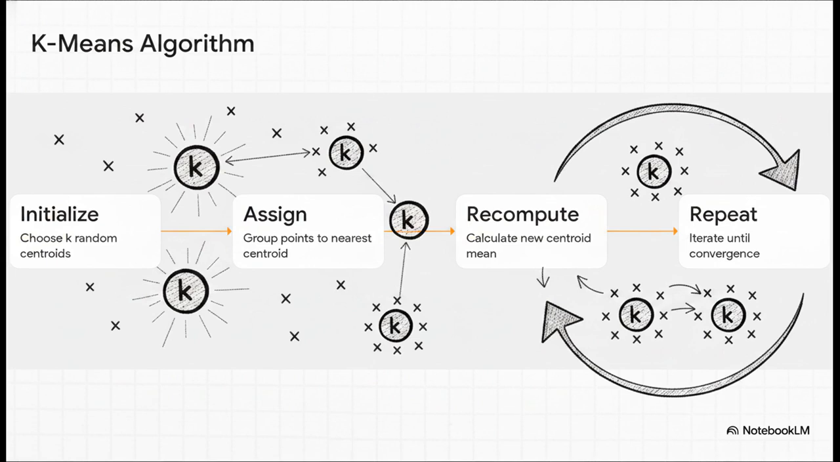And the loop itself is brilliantly simple. First, we provide a guess for k, that's the number of clusters, and the algorithm drops k random centroids into our data. Step 2, it assigns every single data point to its nearest centroid. Step 3, it looks at that newly formed cluster and recomputes the mathematical center, moving the centroid to that new mean position. Finally, it just repeats steps 2 and 3 over and over. The centroids keep shifting to the center until nothing moves anymore. It converges. It's like a giant puzzle solving itself.